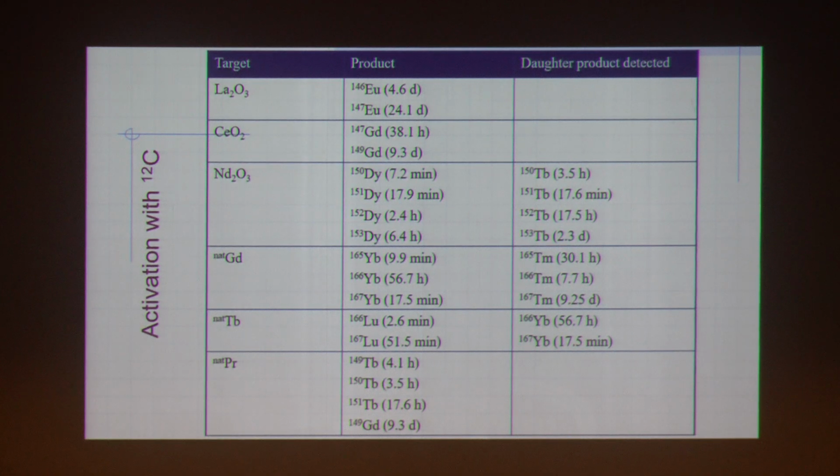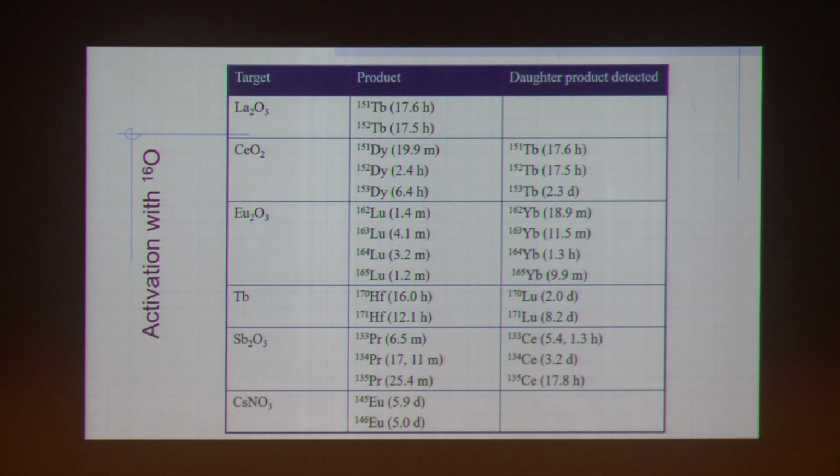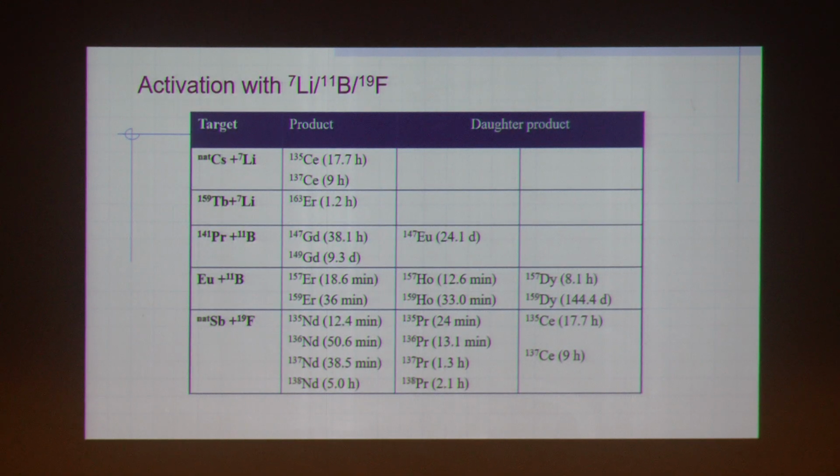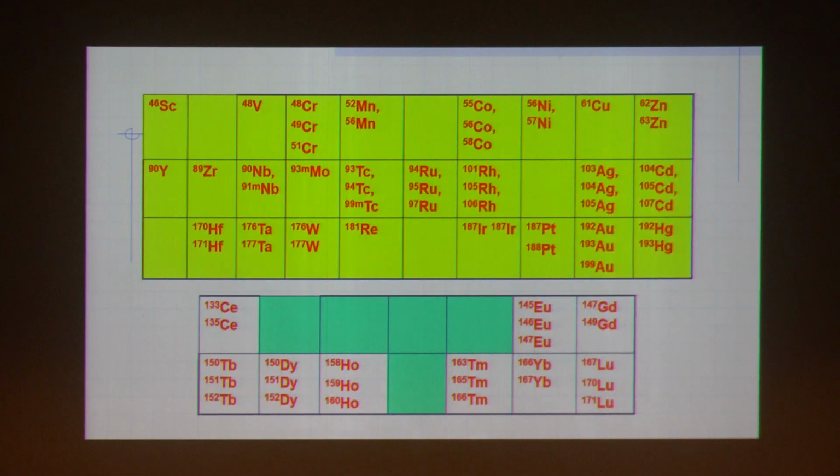If I give you some examples, this is with the activation of 12C, where you can see several lanthanide targets and some of the daughter products which are medically important. Similarly, if I go for 16 oxygen beam, then there are also some daughter products which can be utilized for clinical application. Similarly, with 7 lithium, 11 boron and 19 fluorine.